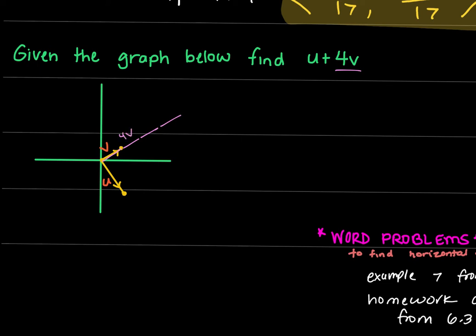If I want to add them, how do I do it? Good, that little parallelogram. So I'm going to draw a line out here that's parallel to the v side. And then I'm going to draw a line out from here that's parallel to the u side. Where they meet is the end point of the sum.